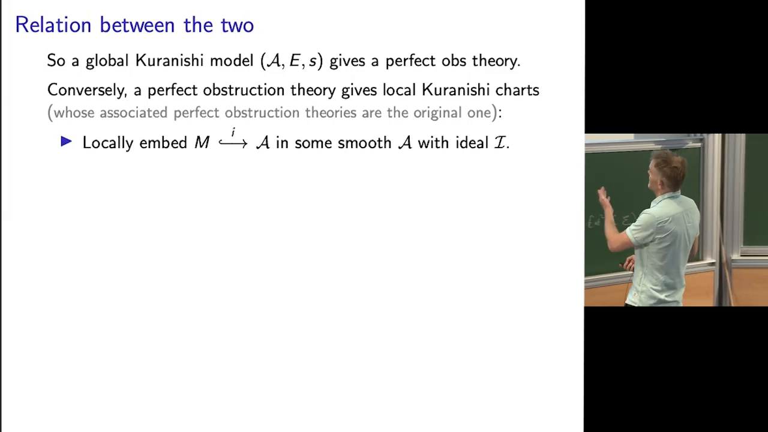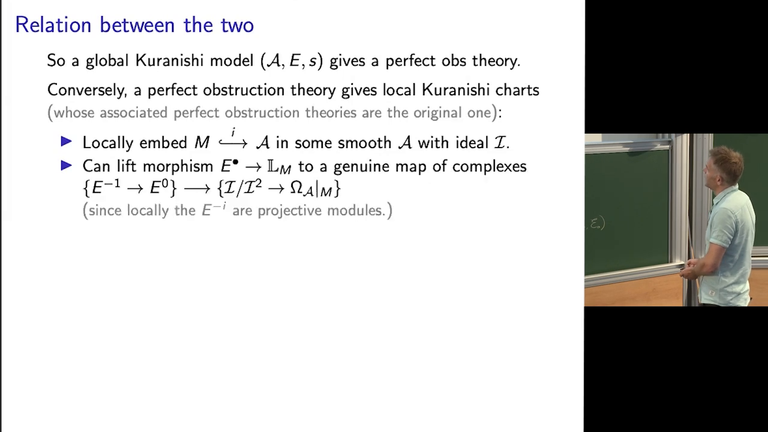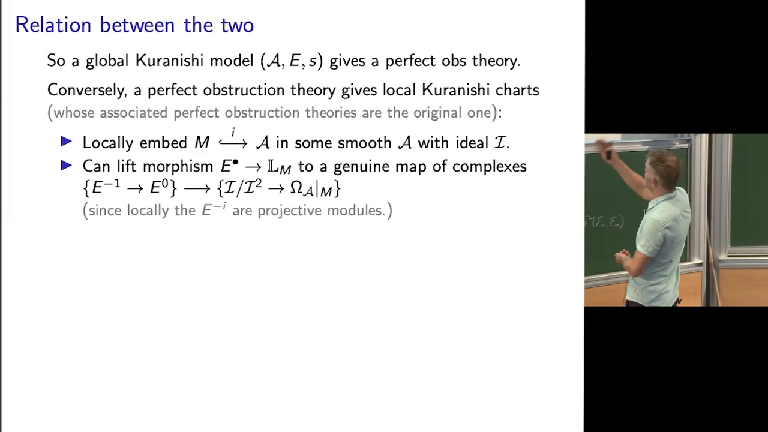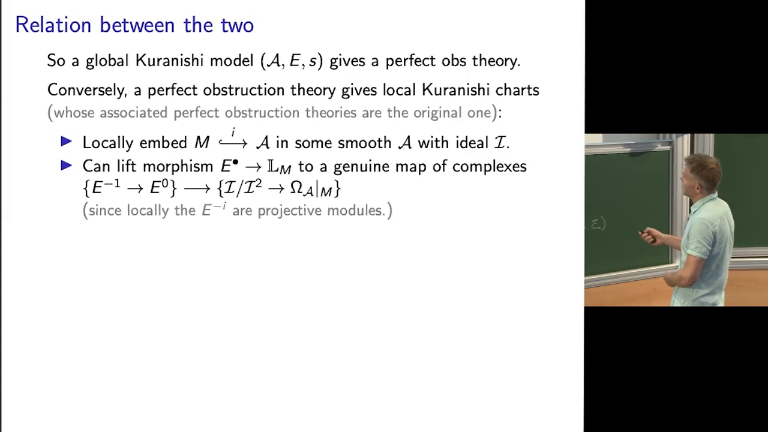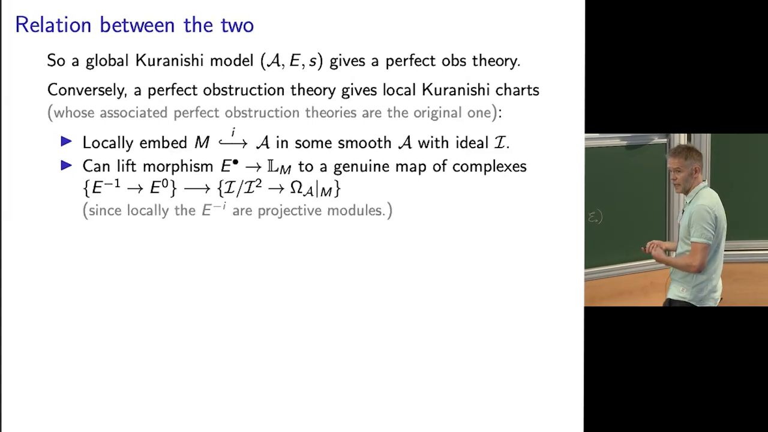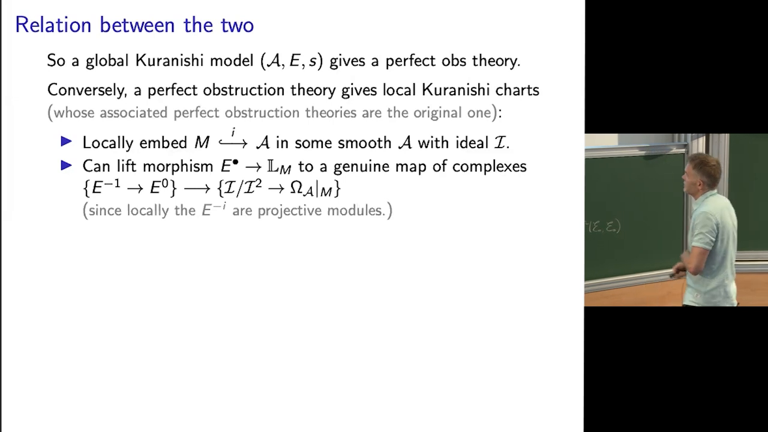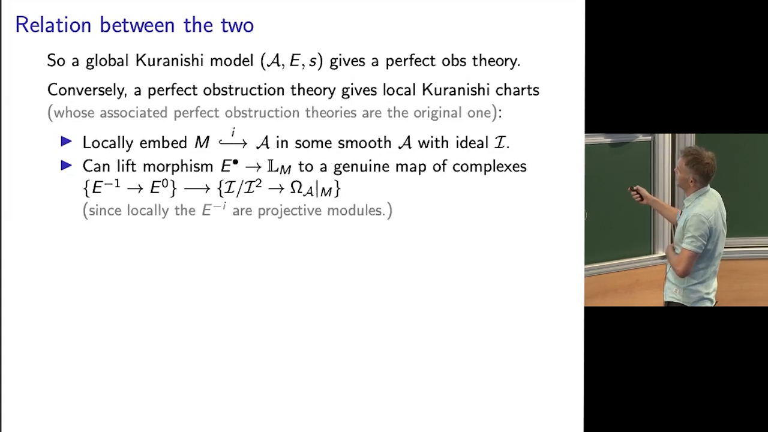Locally, any scheme is cut out of a smooth scheme. So you just locally pick generators for your local ring, with some ideal I. And now, answering your previous question, locally any morphism in the derived category is genuinely a map of complexes. It's homotopic to a genuine map of complexes because these locally free sheaves are just projective modules. Locally, a locally free sheaf is a projective object in the category of modules, so you can always lift. So we have a genuine map of complexes from my E dot to this representative of the truncated cotangent complex.